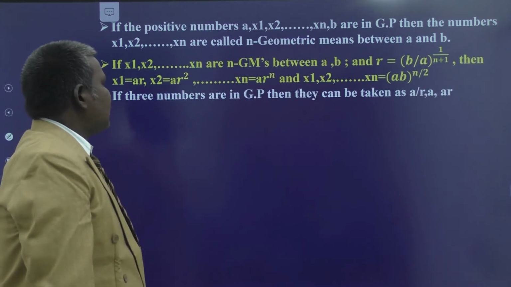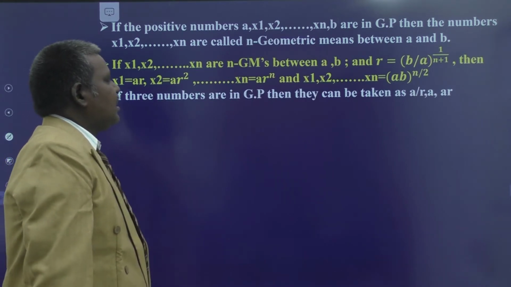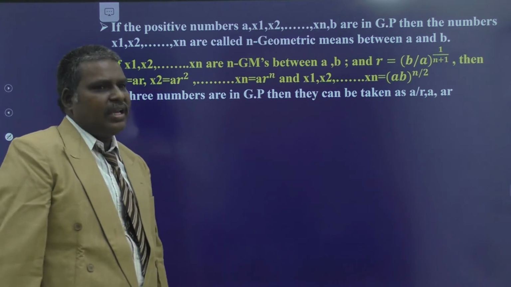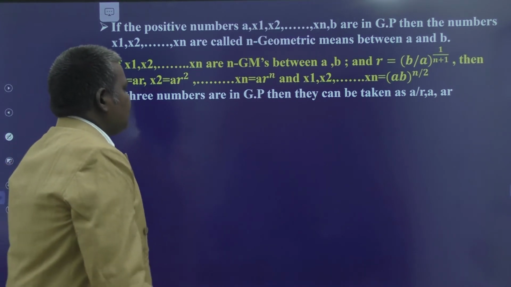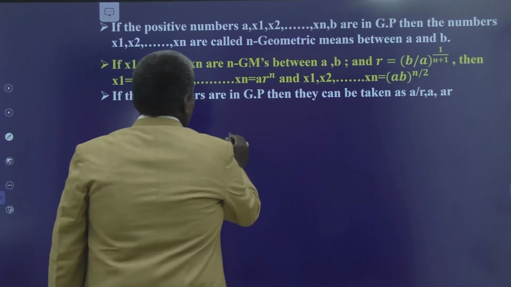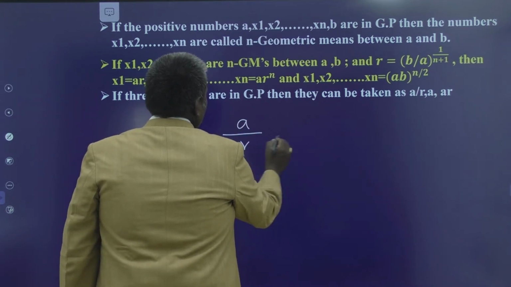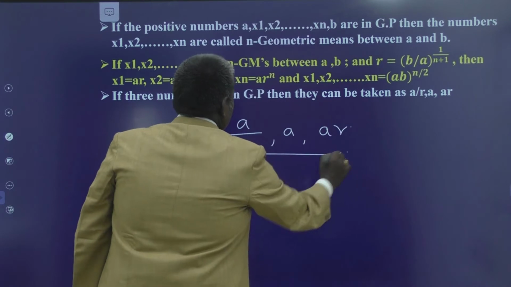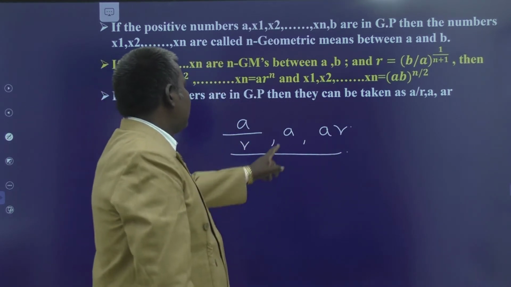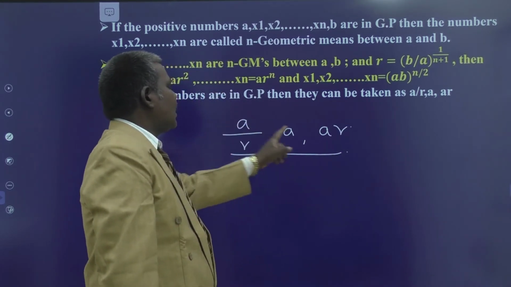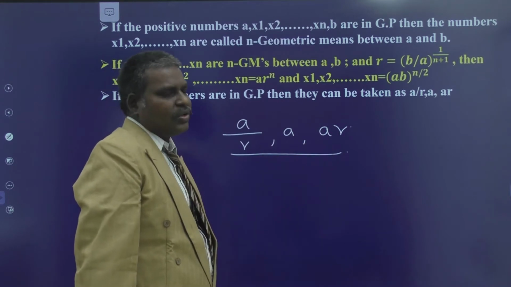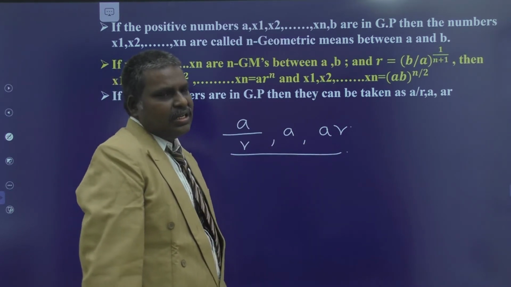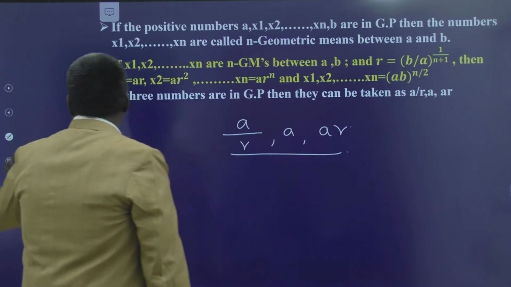If three numbers are in geometric progression, they can be taken as a by r, a, ar. The product of the numbers we easily obtain as a cube. For that purpose we are taking a by r, a, ar. Sometimes it is better for you. So what is the ratio here? a by r gives r. ar by a, that also gives r. So these three numbers are in geometric progression.